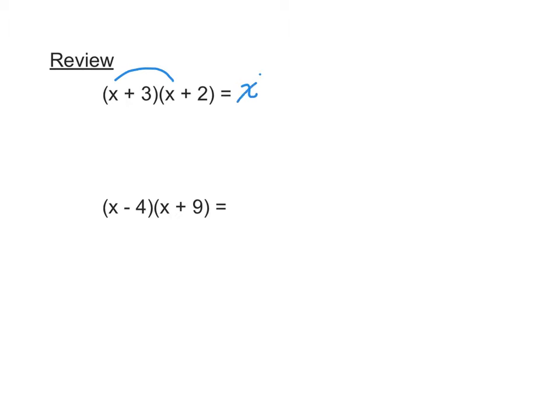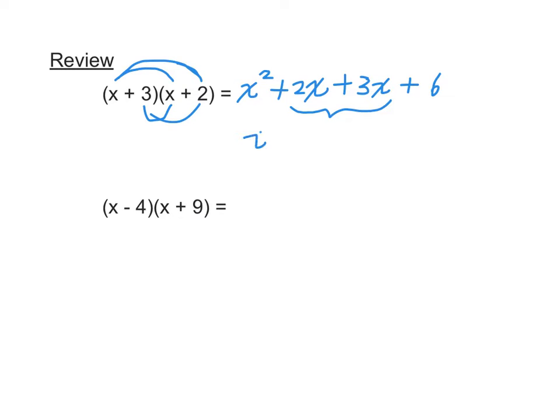First terms multiply together to be x squared. Outsides are 2x. Insides are 3x. And last is 6. Now remember, when we did this before, you combine like terms. So the final answer is x squared plus 5x plus 6.